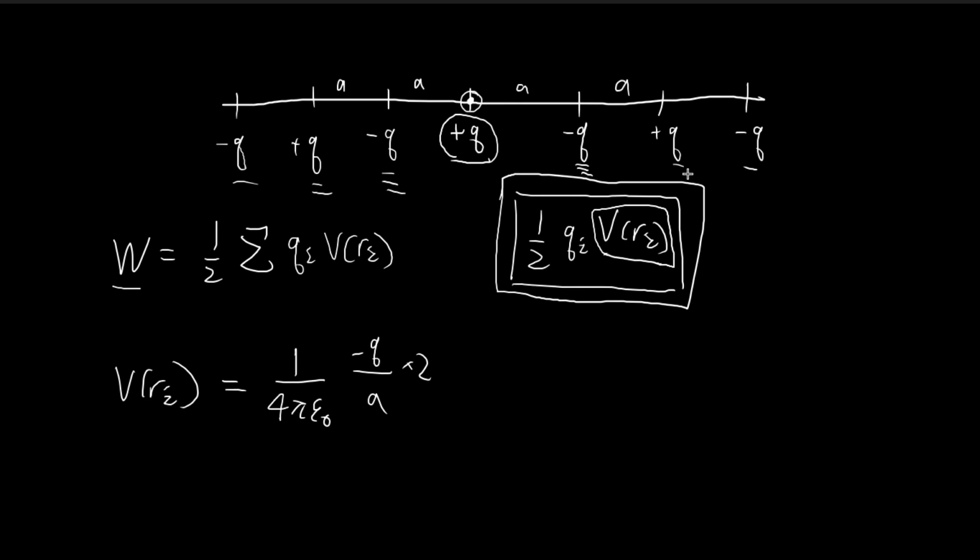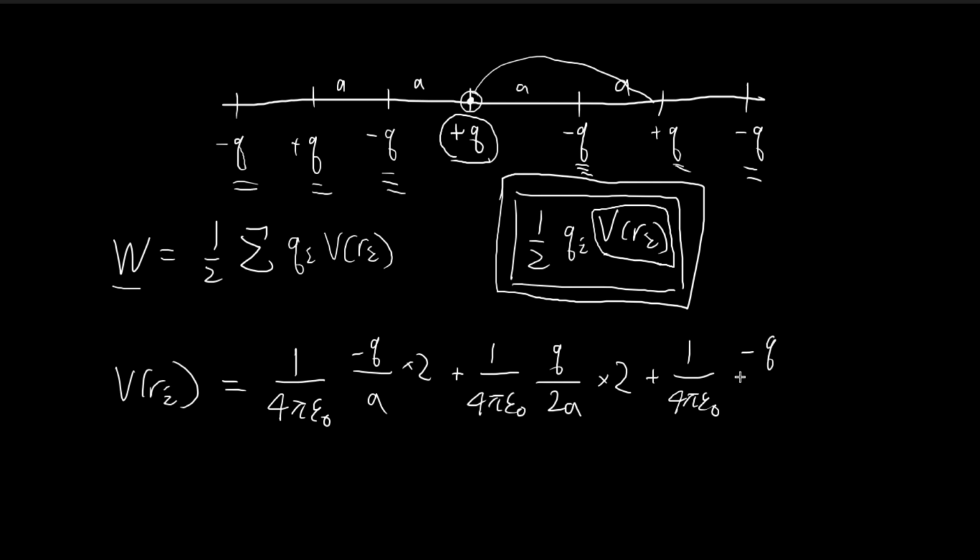Now let's move on to these two charges. We have the same formula, 1/4 pi epsilon. This time it's a positive Q charge, and the distance is 2A. And once again, we have two charges, so we multiply this by 2. Then we do the same thing once again. This time we go back to negative Q, and we divide this by 3A because the distance is 3A, and then we multiply this by 2.